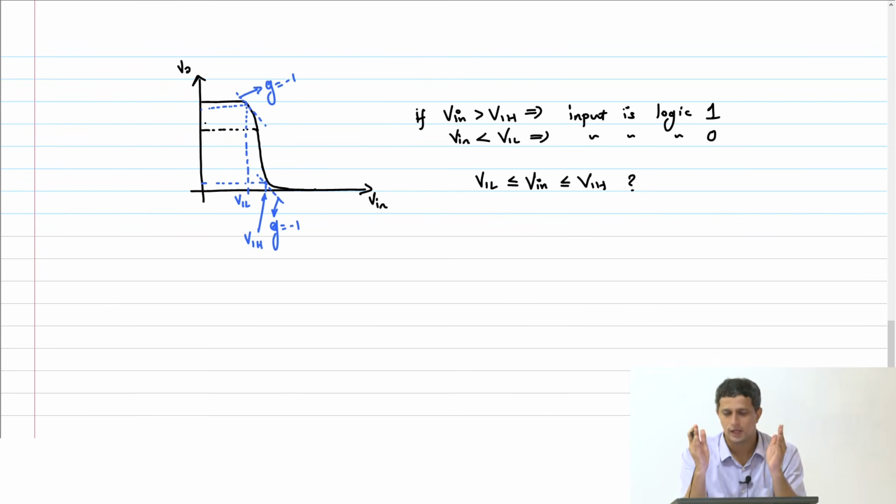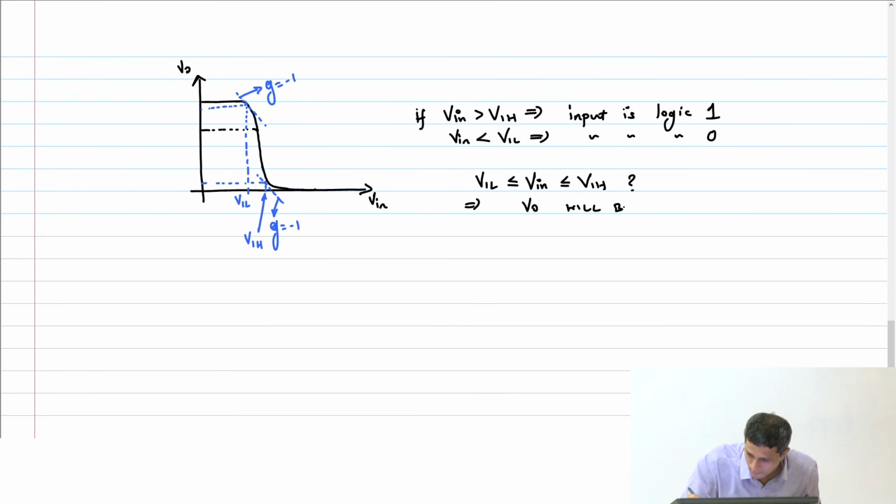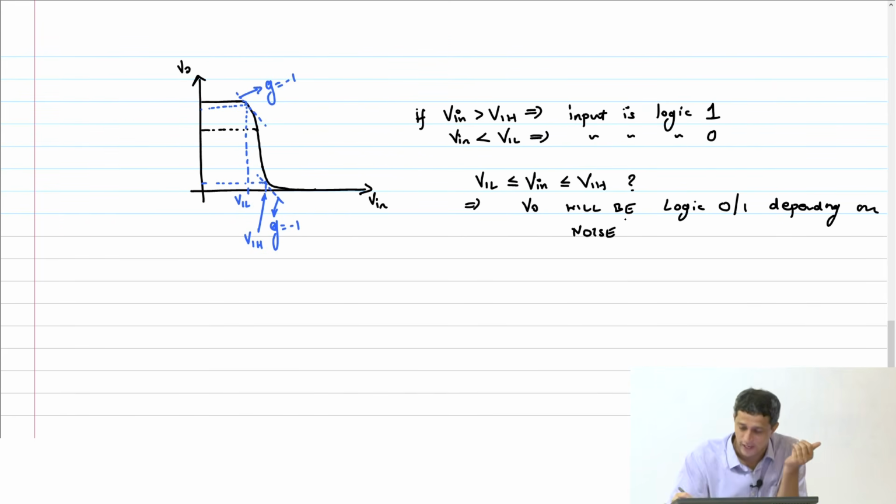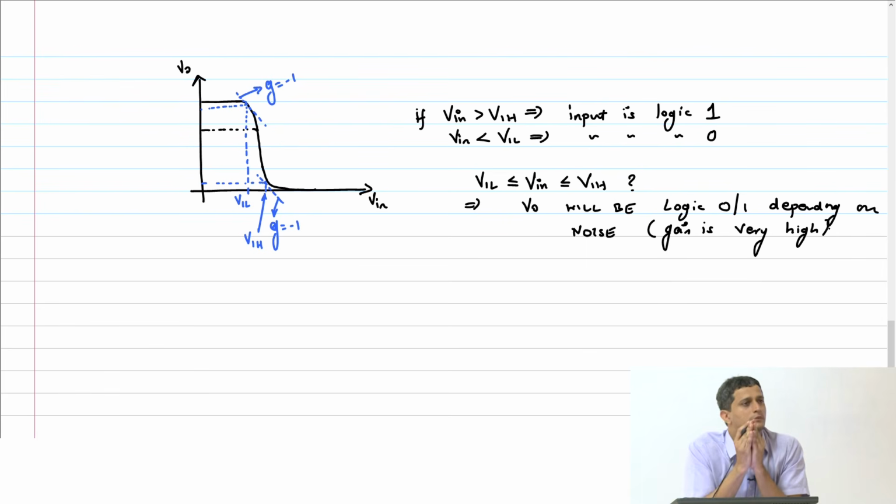If my input lands up here, it implies V out will be logic 0 or 1 depending on noise. Okay, because the gain is very high. Clear? Okay, so keep this in mind. Only above VIH it makes sense, below VIL it makes sense.